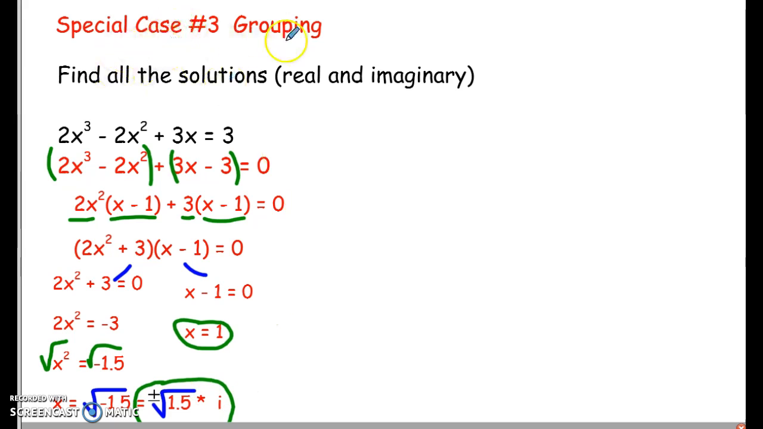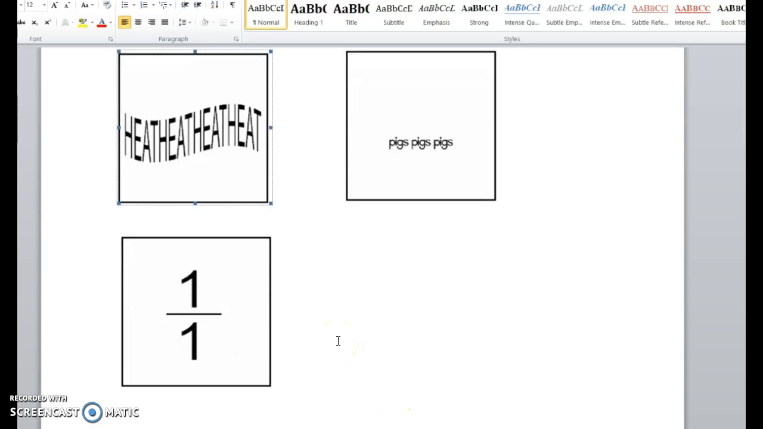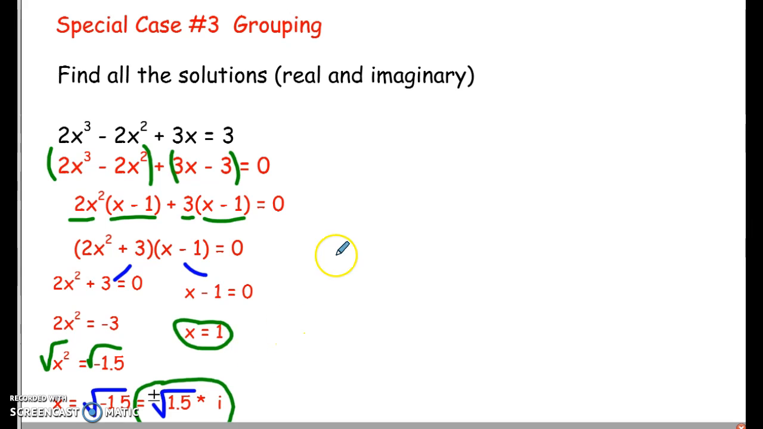Before I go on to special case 4, I just want to show you real quick. I have the word puzzles for the day here. Hopefully you can see those on your screen. If you can get all 3 of these right and email the answers to me, I will owe you some candy tomorrow. So if you want to take a minute, try and figure these out, send me the answers, earn yourself some candy. All right, back at it.